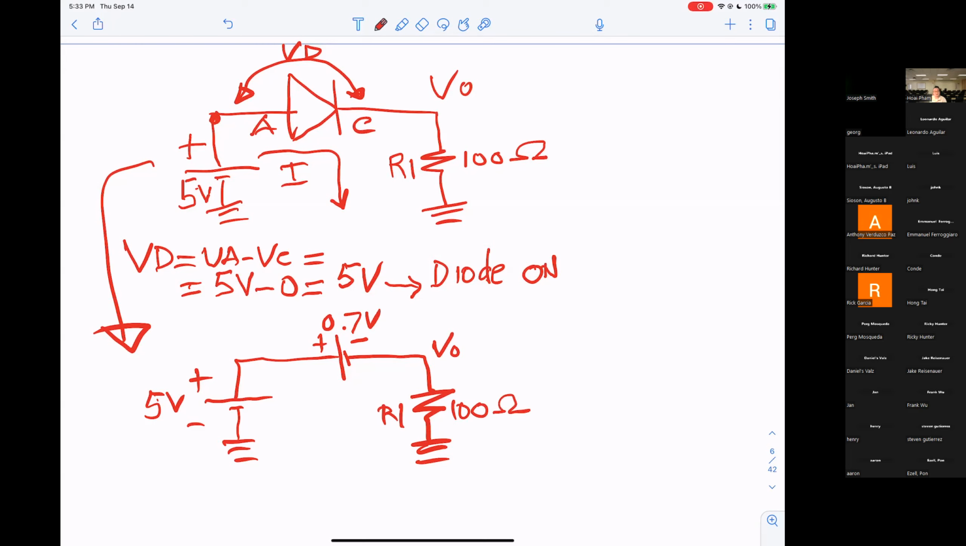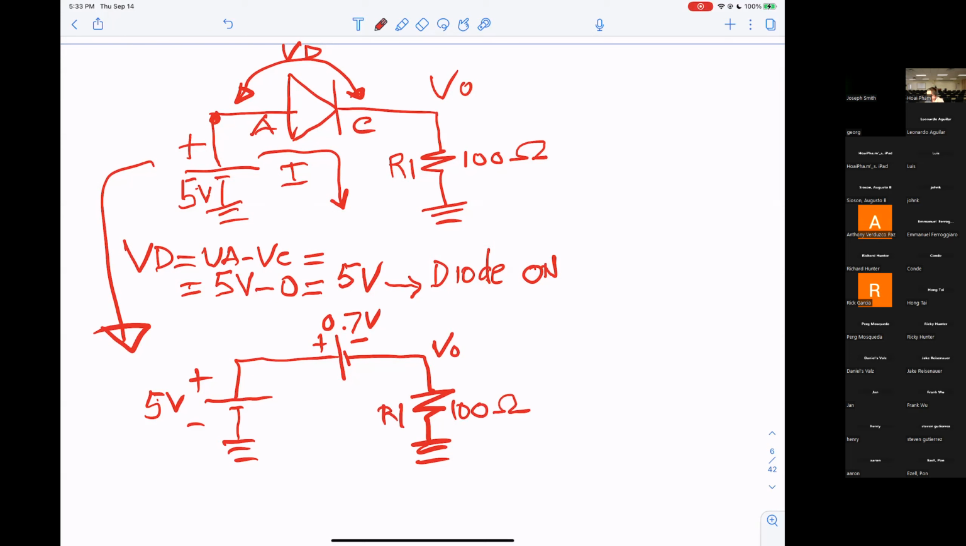So what is V out? 5 volts? No, 4.3. 5 minus 0.7. Exactly. Okay, by the way, I showed you a few things.